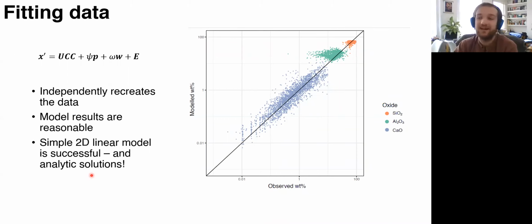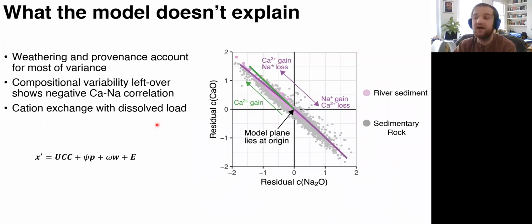So we can calculate these coefficients pretty much instantaneously using a few lines of code, which is good news. And as I say, we only consider provenance and weathering, and this does a pretty good job. However, just before I continue on, it is worth saying that not all processes are explained by this model.